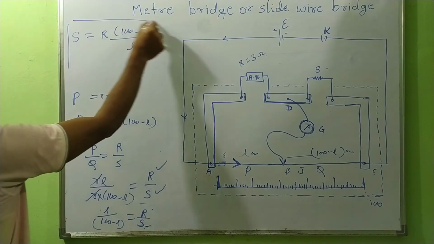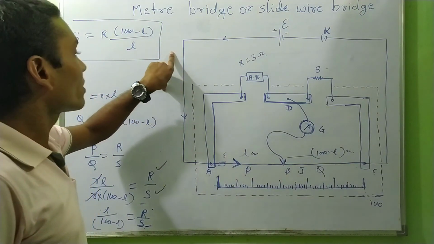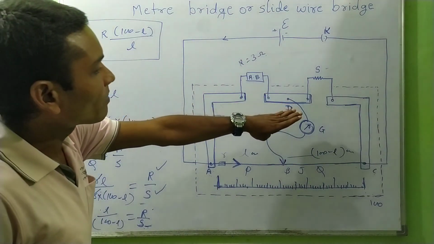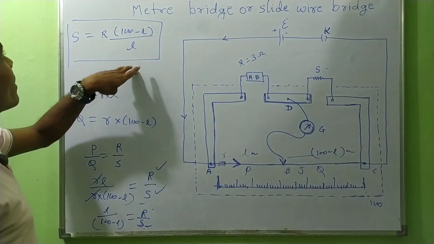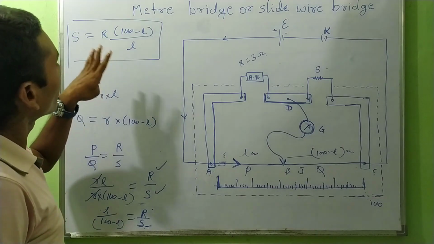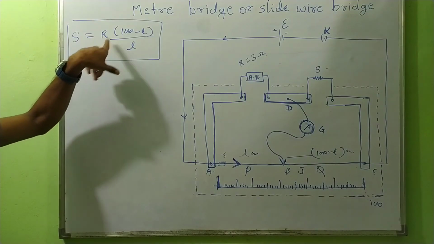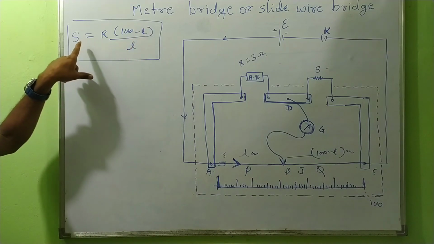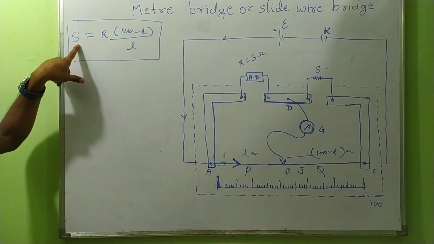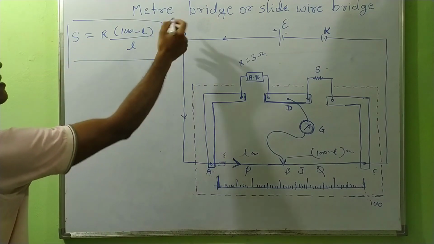So this is the formula, or the principle, for the meter bridge, and this is the formula for finding the unknown resistance by the meter bridge. Thus, knowing the values of R and L, the unknown resistance can be determined by this formula. This is equation first.